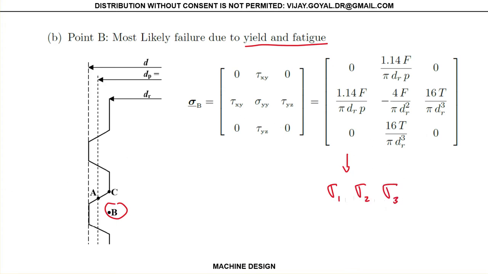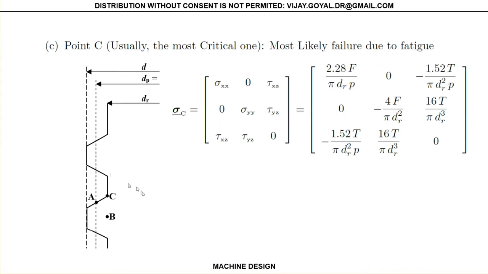Okay, and lastly, this is the most critical point. Okay, and it's most likely to fail, if it does, due to fatigue, and this is the state of stress that's most complete, that you can see. If this particular location, sigma C, is completely safe, then most likely everything else will be safe.